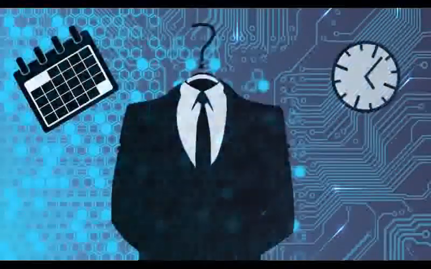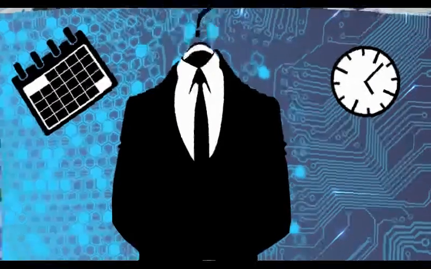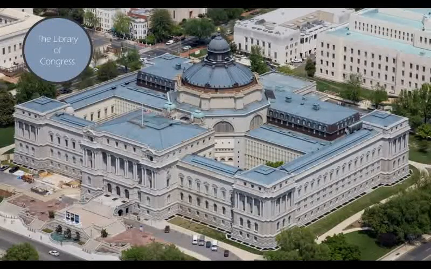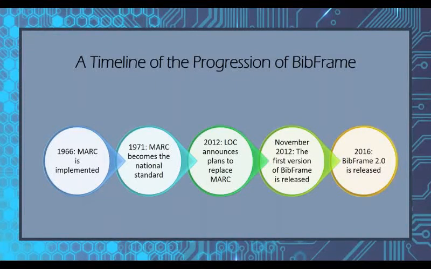So, who is the mastermind behind this new data model anyway, and when did it all get started? BibFrame was created by the Library of Congress. MARC was first implemented between 1966 and 67, but as time progressed, technology evolved, and the field of library science started seeing problems with MARC and the advanced technological culture that had been created. In 2012, the Library of Congress announced that they were making a replacement for MARC. Later that year, the first version of BibFrame was released. In 2016, BibFrame 2.0, the current version, was released.